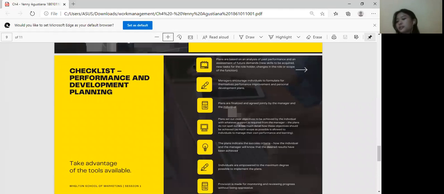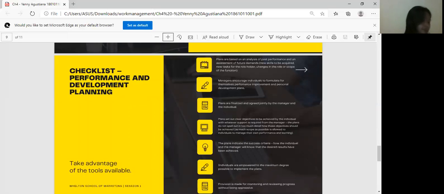Talking about the checklist for performance and development planning is to what extent have the following requirements been met. The first is the plans are based on analysis of past performance and assessment of future demand, like the new skill to be acquired, new task, or for the role holder changes in the scope of the function. The second is manager encourages individual to formulate for themselves performance improvement and personal development plan.